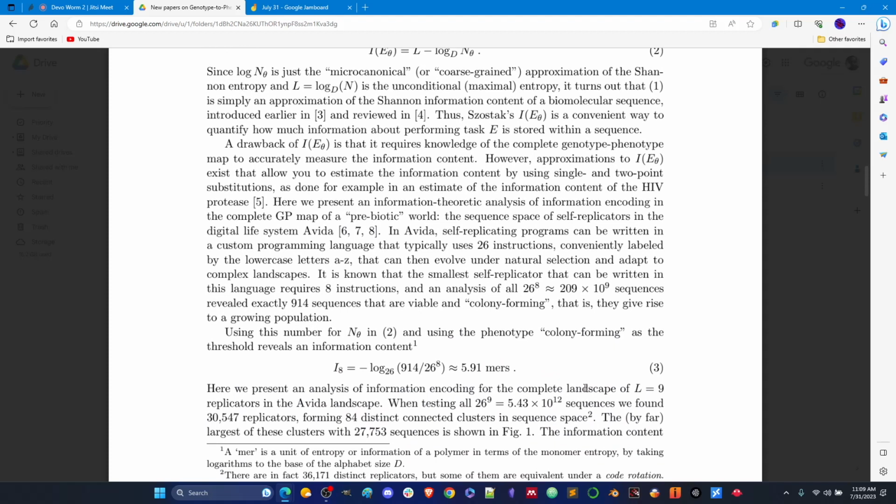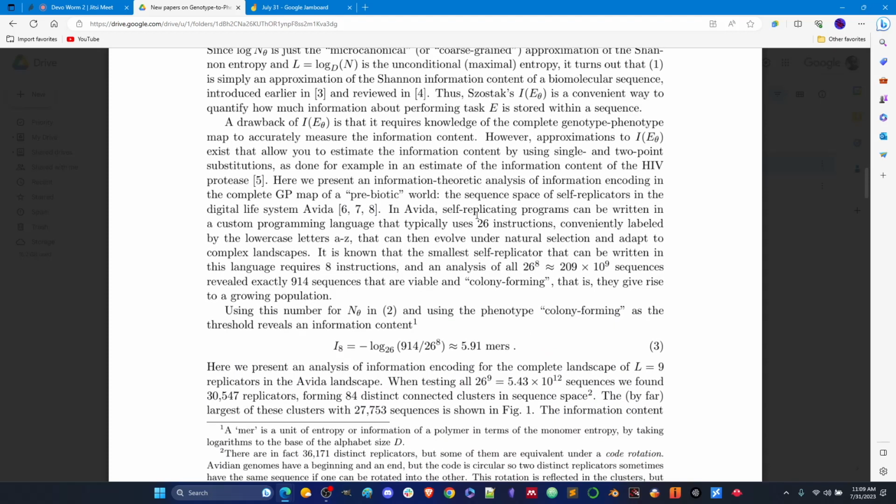And so then they're applying this to Avida, and this is where you're building these self-replicating programs that have a certain instruction length. The instruction length can be reduced to this symbolic diversity that you're going to measure with this information measure.